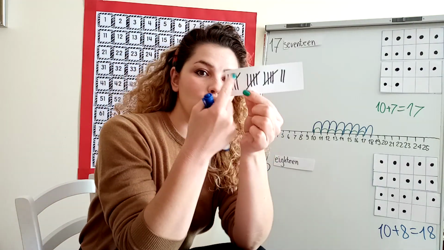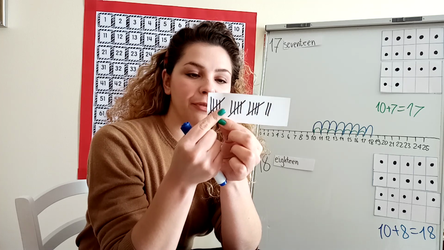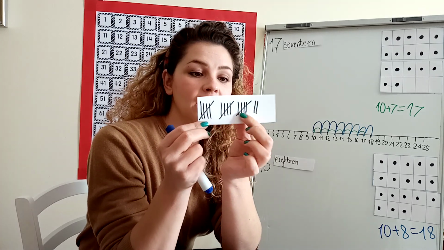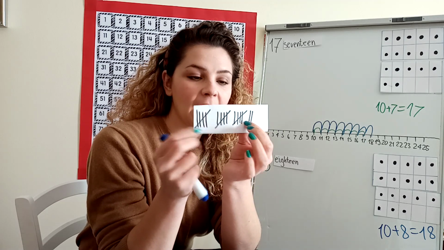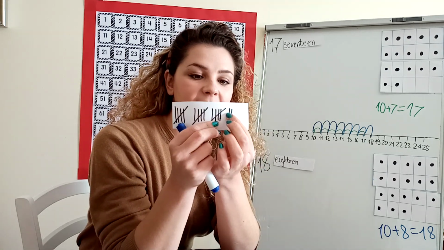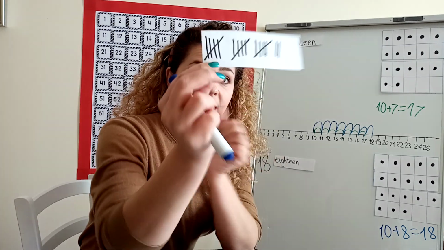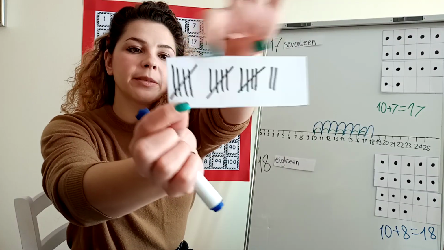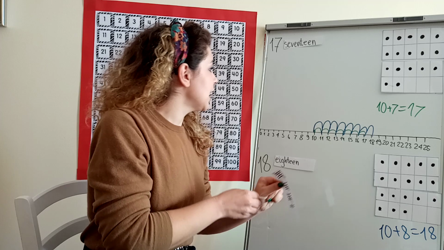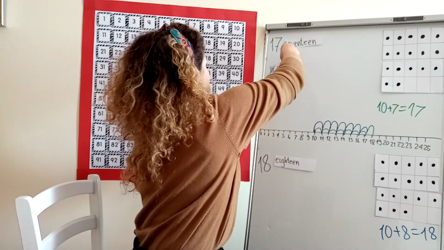So remember, each one of these is 5. Okay, so look, 5, 10, 15. And then we count on 16, 17. Okay, so this is the tally of number 17. You have 3 of these bunches and 2 more lines. Okay, so we'll put it here.